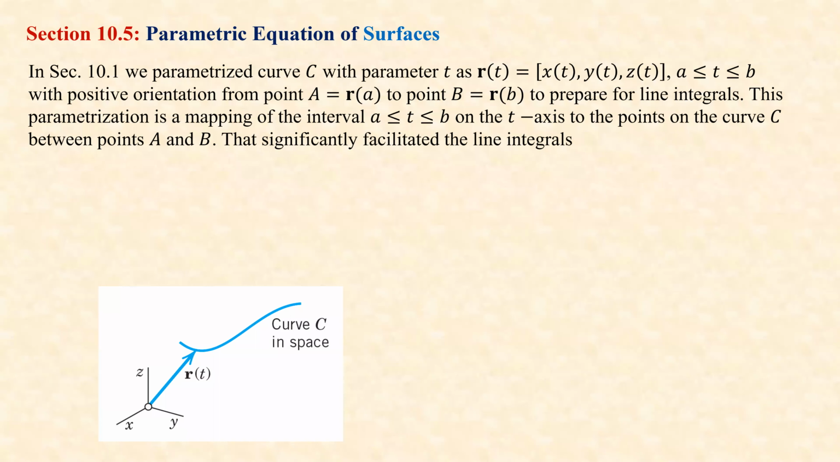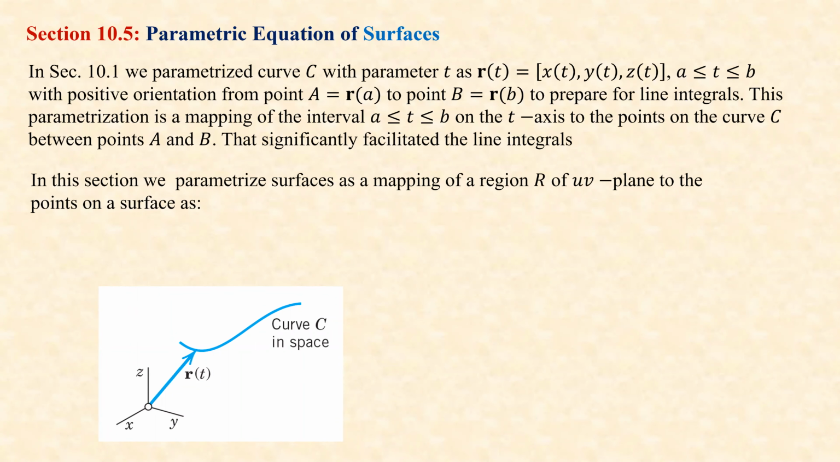The integral becomes just a simple integral over a parameter t from a to b. And here we do the same thing, but of course a bit more complicated because we're dealing with surfaces. We parameterize surfaces as a mapping of a region R of the UV plane to points on a surface. So for every value of u and v, we have a point in space, and as u and v change, this point in space changes over a surface.